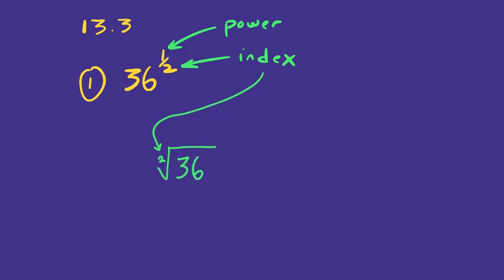36 underneath, and then in parentheses to the first power. Square root of 36 to the first power. Square root of 36 is 6. 6 to the first is 6.